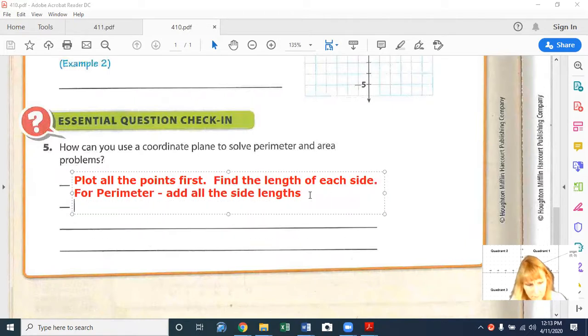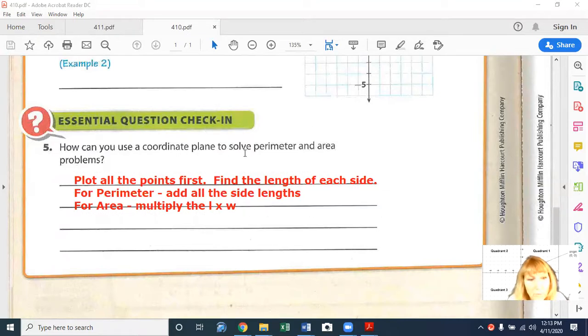For area, you have to multiply the length times the width, or whatever formula you need. If it's a triangle, it's 1/2 the base times the height. Trapezoid, it's 1/2 base 1 plus base 2 times the height, right? Those kinds of things. So you have to remember your formulas for that.